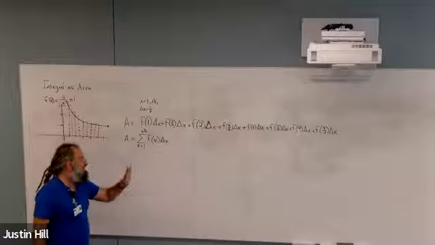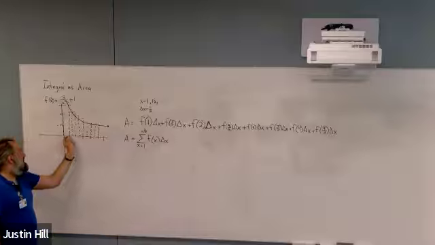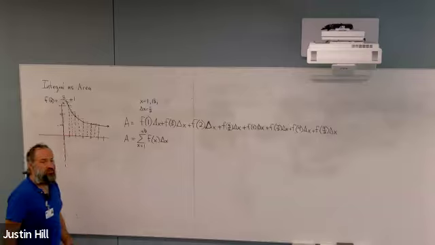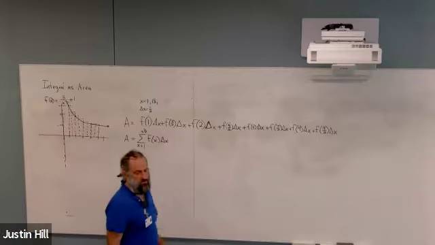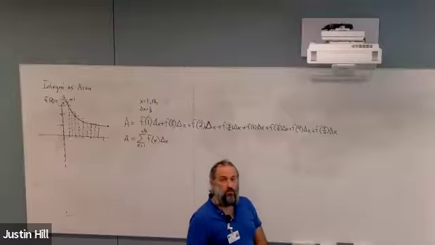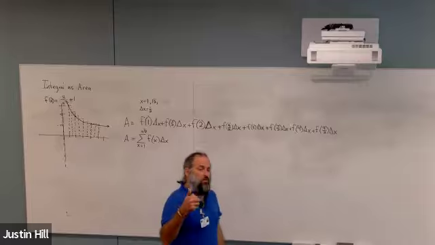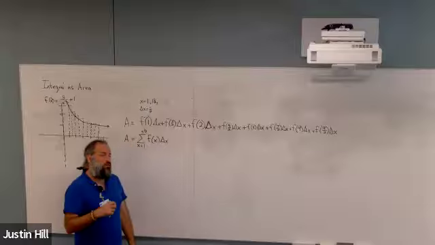But let me ask y'all, if I cut this delta x down farther, what do you think is going to happen to this area, this approximation? Good, it'll get smaller, but it's still going to be an overestimation.